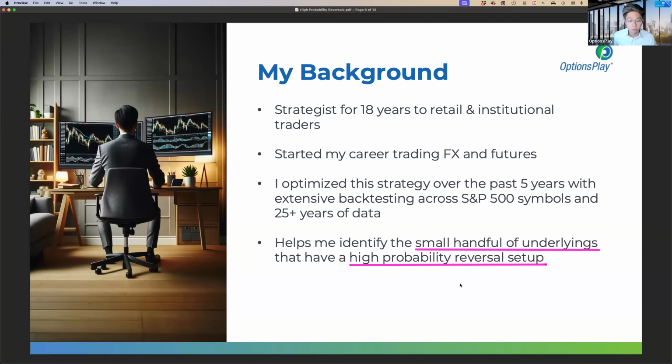So what does that mean? Stocks that are basically trending lower, what we're trying to do is find the point at which we believe it's going to reverse.